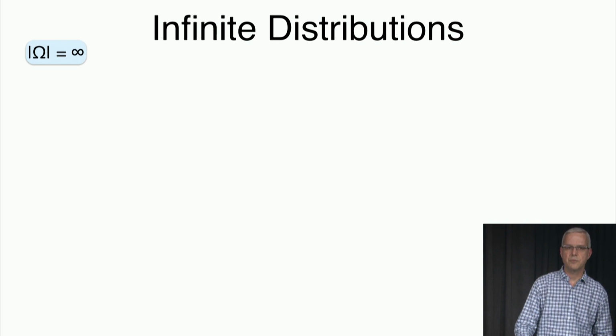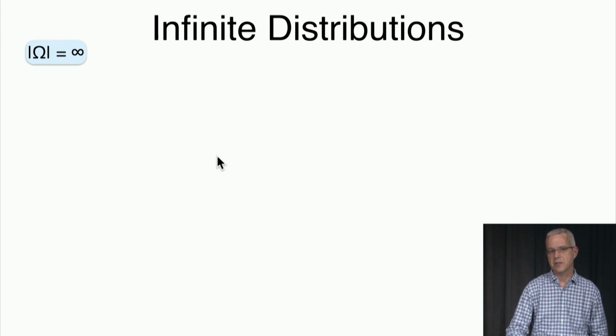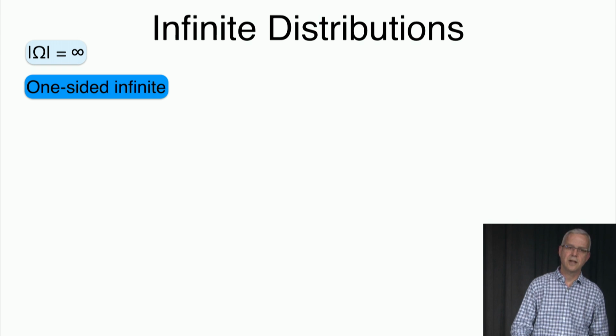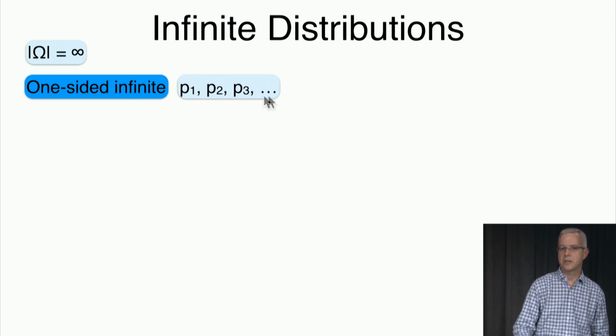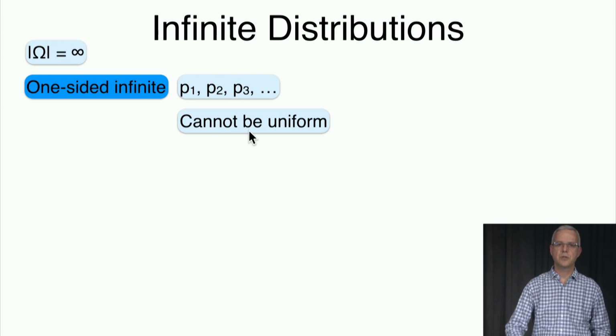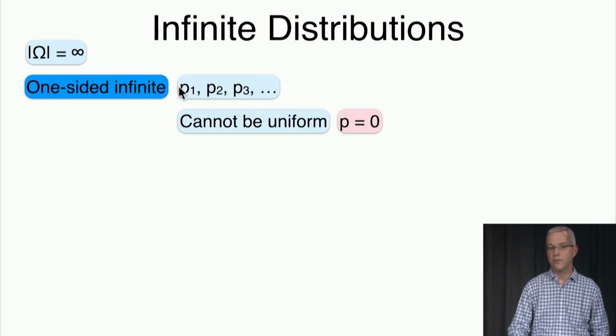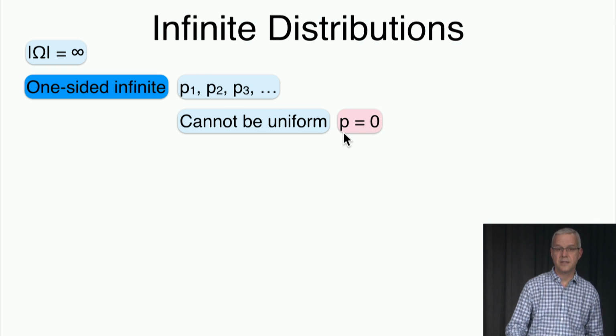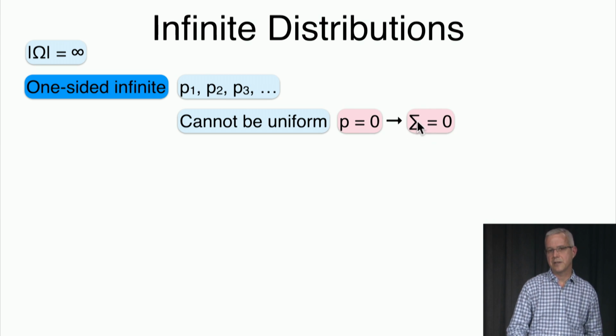Now, for infinite distributions, the size of the sample space is infinity. And you can have a one-sided infinite distribution, and that's when you have P1, P2, P3, and so on that goes to infinity. Notice that an infinite distribution cannot be uniform, and that's because if it's uniform, then all of them are going to be equal to some value P. And if this value P is 0, then the sum is going to be 0, and we need the sum of the probabilities to be 1, so that's not going to work.